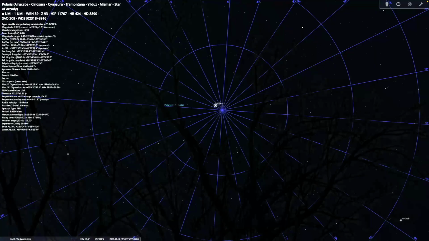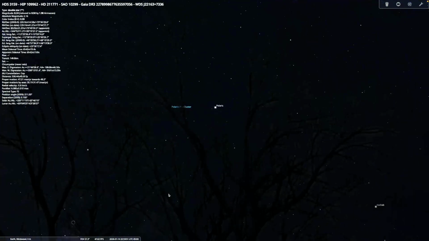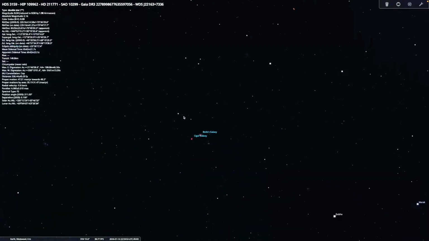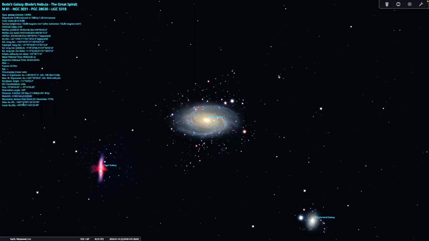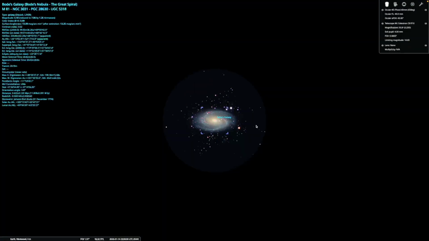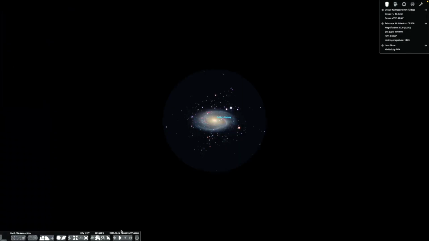So think about what happens when we're trying to take pictures or look through our telescopes at night. The Earth is spinning and the object we're looking for appears to drift across the sky. For example, one of my favorite galaxies is Bode's Galaxy. If I'm trying to look at it through my eyepiece, eventually it's just going to drift away from the eyepiece.